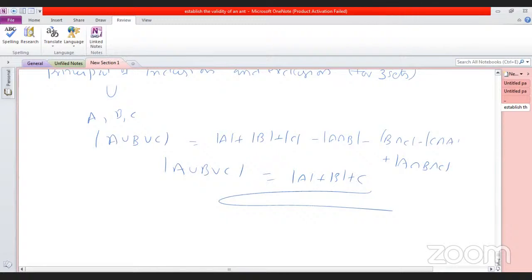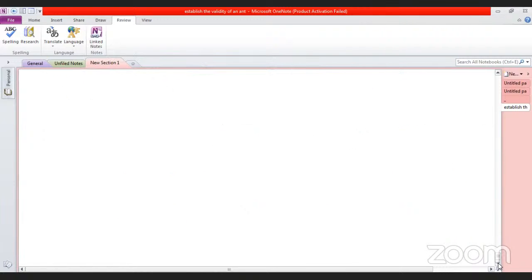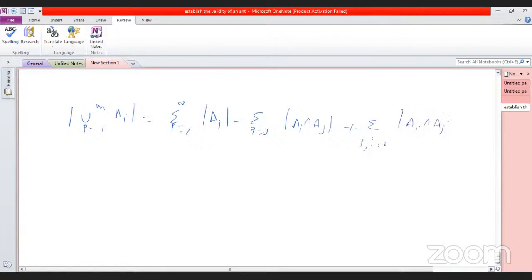Next, the general statement of the principle of inclusion and exclusion. If A1, A2, and so on, An are any n sets in a universal set, then we have to write here: modulus of union i equals 1 to n of Ai is equal to the summation of modulus Ai, minus the summation of Ai intersection Aj, plus the summation of Ai intersection Aj intersection Ak, and so on, plus minus 1 whole power n minus 1, that is A1 intersection A2 and so on intersection An.